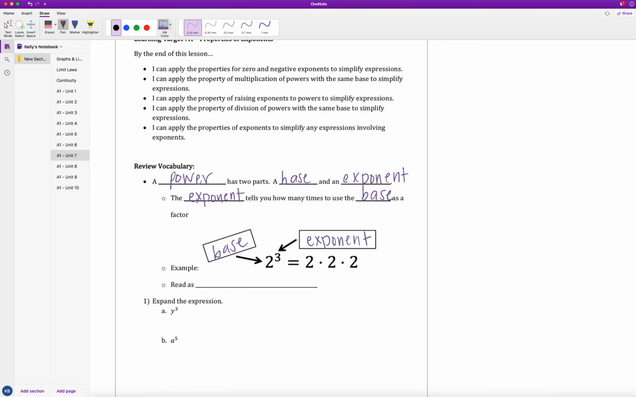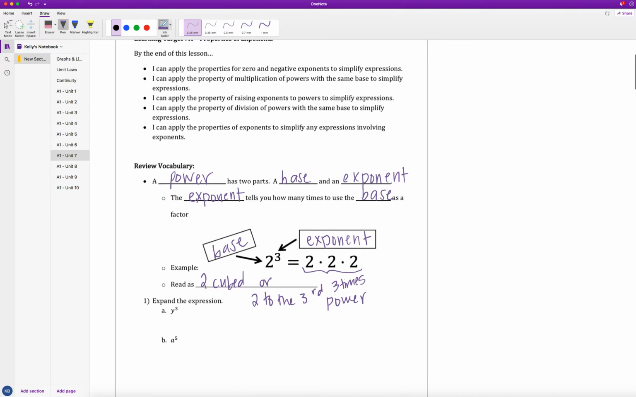So this tells us that that exponent of 3 says I will use my base of 2 and multiply it to itself 3 times, which is how we get 2 times 2 times 2. So I have 3 of the 2's all being multiplied. There's a couple ways we could read this. We could read this as 2 cubed, or we could read this as 2 to the third power.